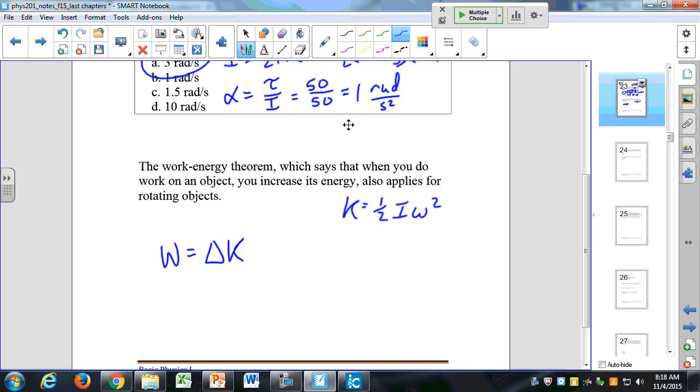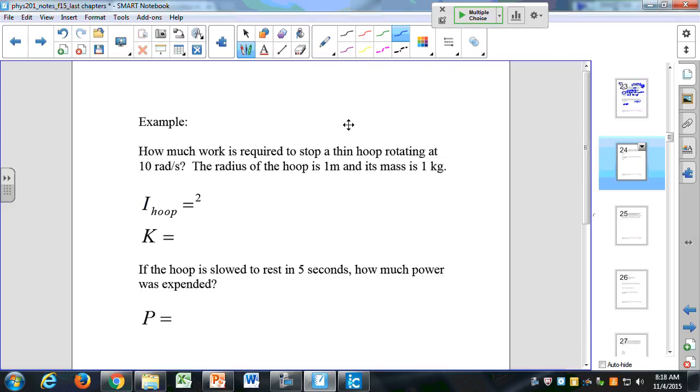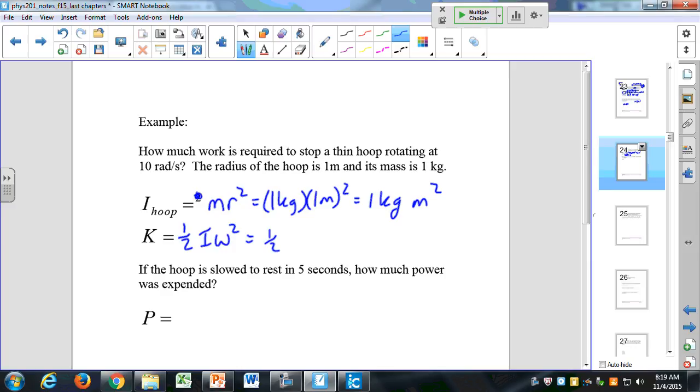So for example, let's say that I have a rotating object. I have a thin hoop that is rotating at 10 radians per second. And I want to know how much energy or how much work is required to stop it. The work required to stop it will be equal to the energy that it has. So I would find the moment of inertia of the hoop, which is mr squared. That's on my table. That's a mass of 1 kilogram, a radius of 1 meter squared. So it has 1 kilogram meter squared. And then the kinetic energy is going to be 1/2 I omega squared. So that's 1/2 of I, which is 1, and omega is going at 10 radians per second.